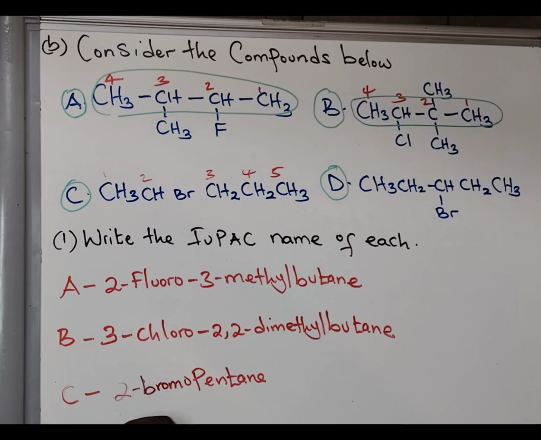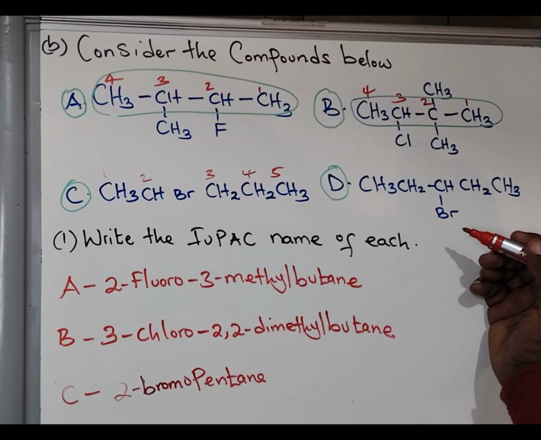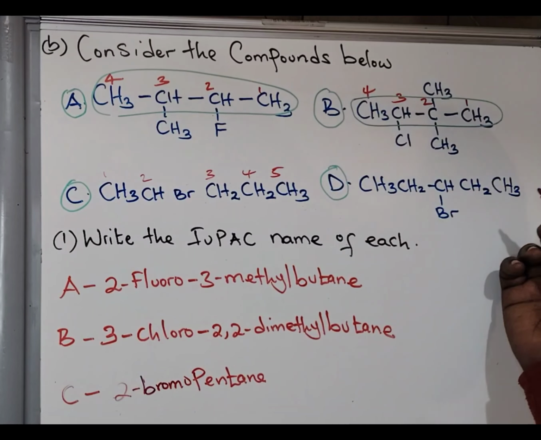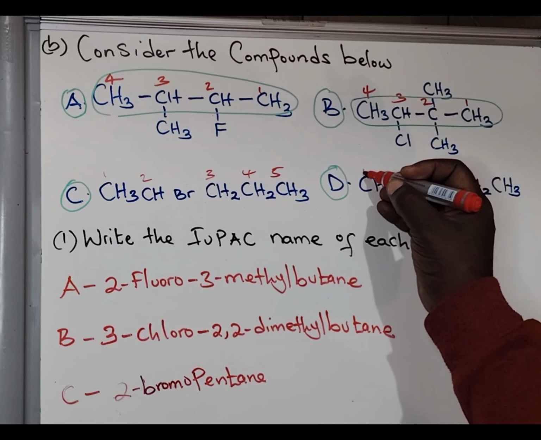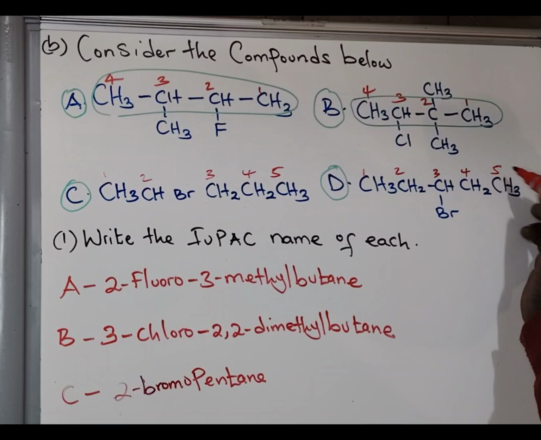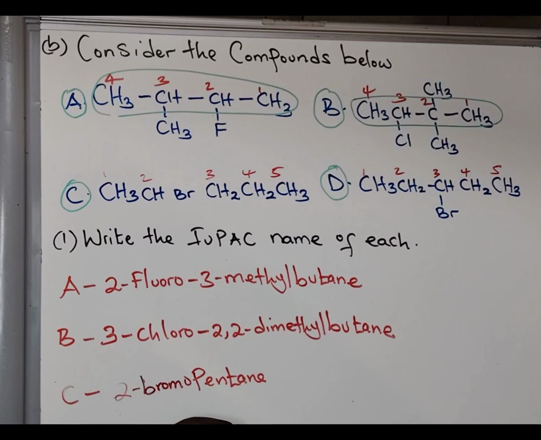Then you come to D. In D, this is what you have to know. You have to give our functional group the smallest number. But in this case, our functional group is in the middle, so you can choose either side. So if I choose this side, it's going to be 1, 2, 3, 4, 5. So it's going to be 3-bromopentane. So that is what we have.